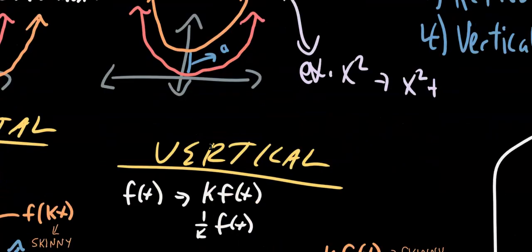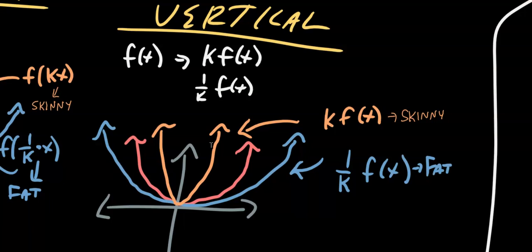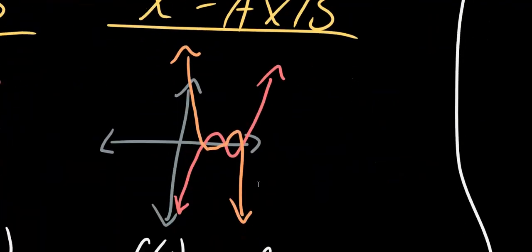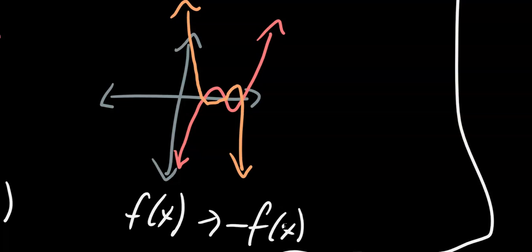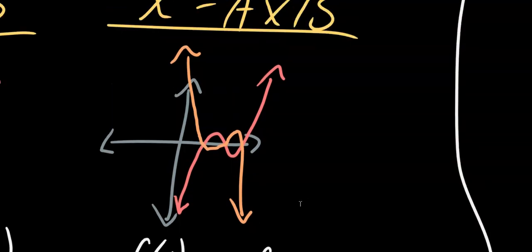Now, vertical dilations are essentially the same, except again the rule changes so it's outside the parentheses. So it's k times f of x and 1 over k times f of x. Alright. X-axis reflection is also similar. F of x becomes negative f of x, again outside of the parentheses. And we're going to flip over the x-axis.